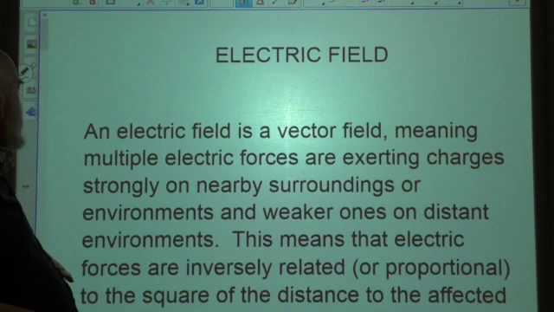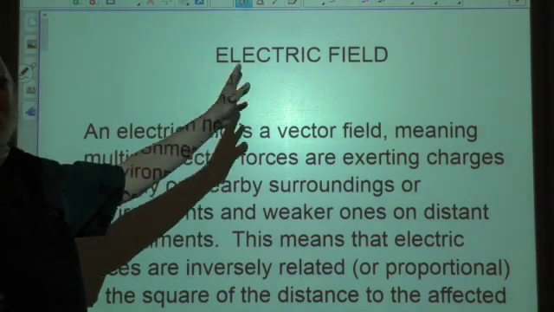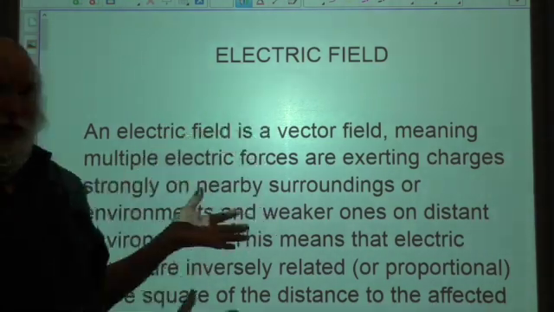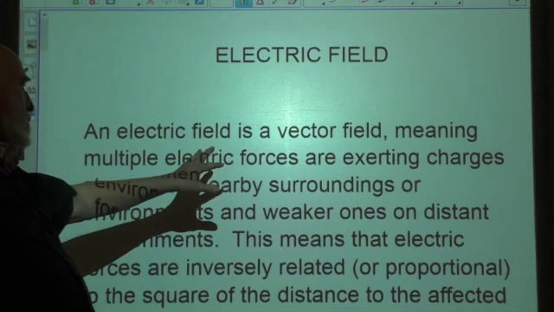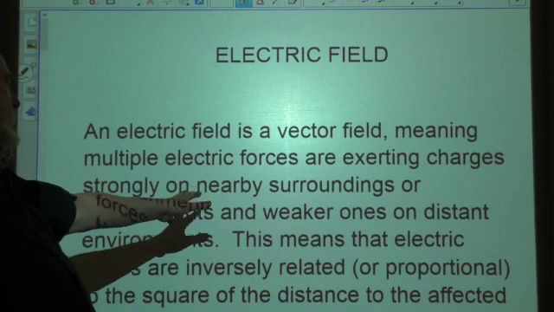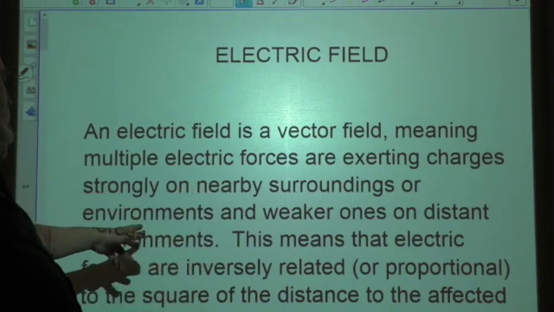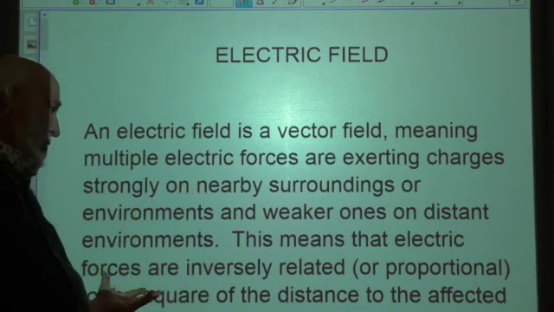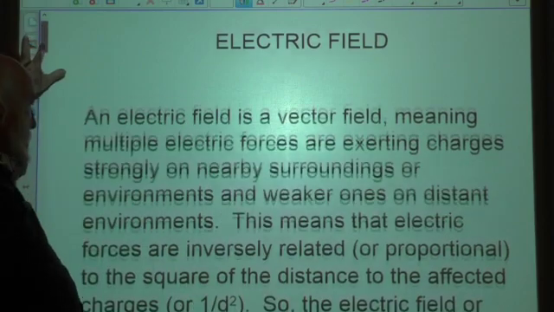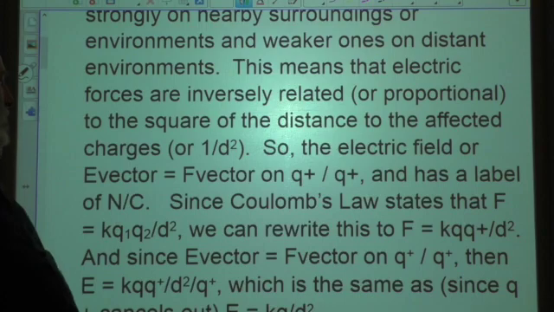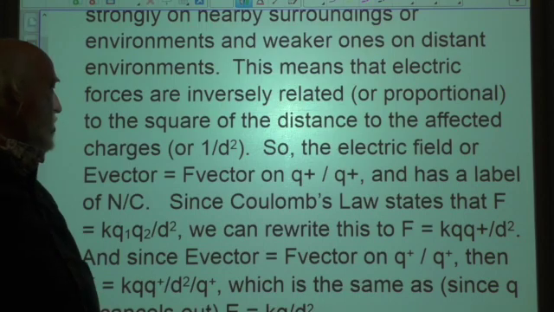But an electric field is a vector field. Now we're going to be dealing with vectors again. I know how much you love vectors. In it, you have multiple electrical forces exerting charges strongly on nearby surroundings or environments and weaker ones on distant environments. This means that electric forces are inversely proportional to the square of the distance to the effective charges, or 1 over d squared.